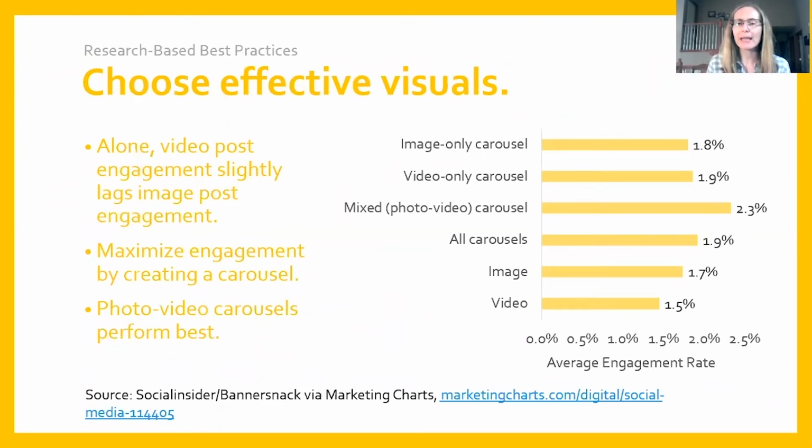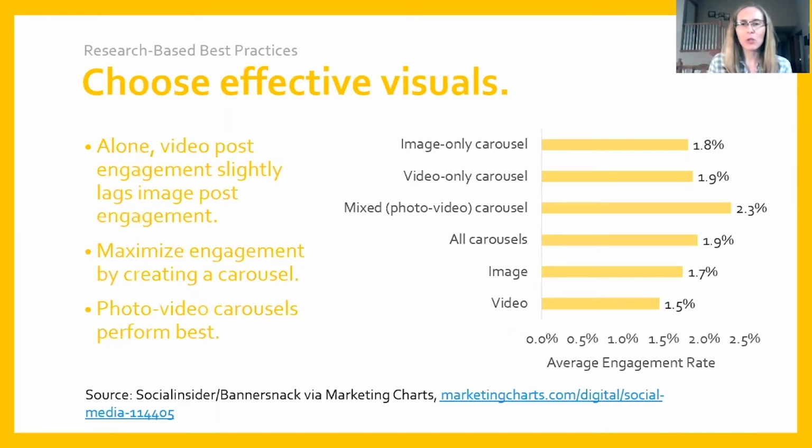And I first want to look at the difference in average engagement rate for image and video posts. So for video posts, the engagement rate averaged 1.5%. And for image posts, the engagement rate averaged 1.7%. You can see here in the chart that carousels perform slightly better in terms of engagement. So if you're not familiar with a carousel, essentially it is a post that has multiple multimedia elements. So the all carousel average was 1.9% for engagement.